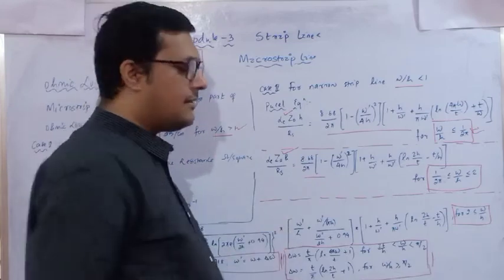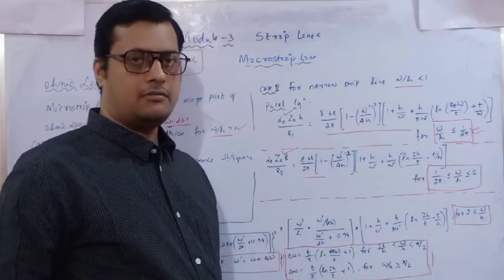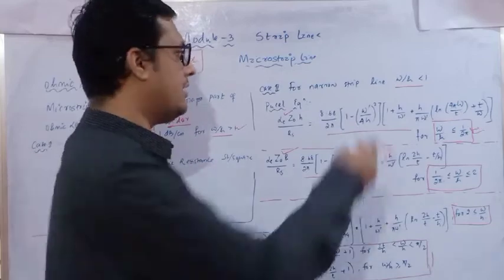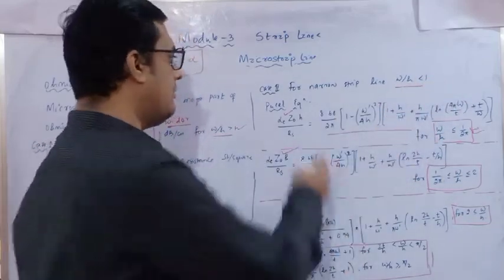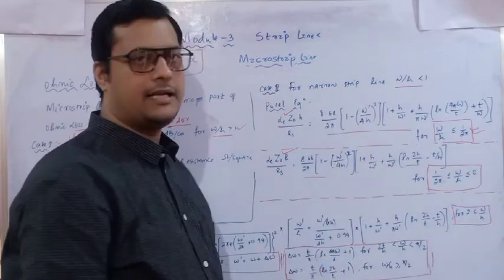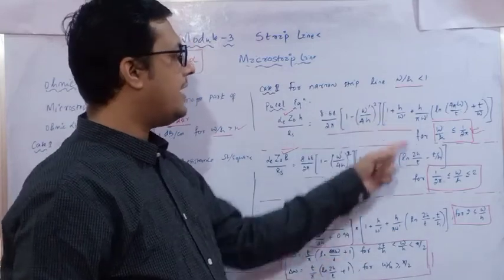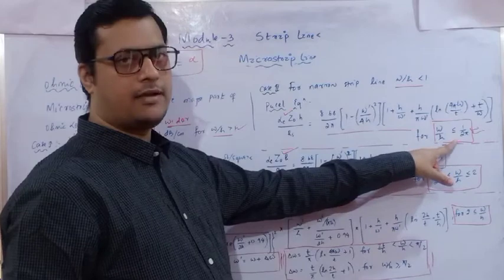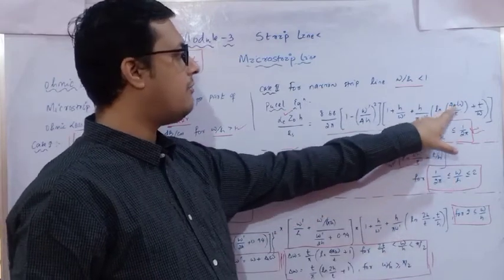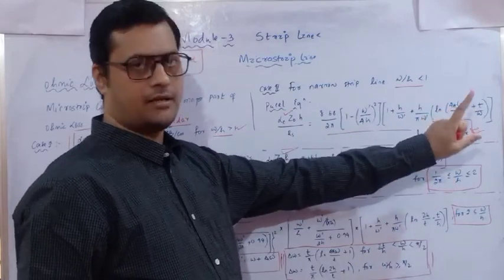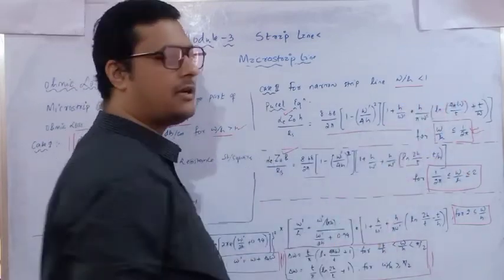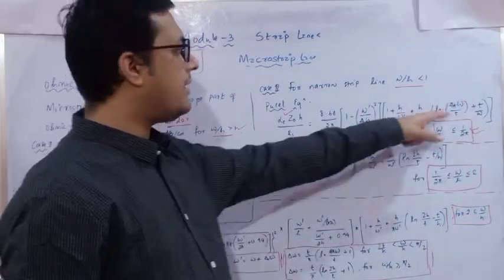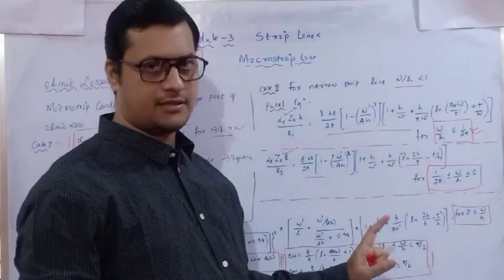It's quite difficult to remember these steps, but you can correlate what the missing factors are. According to that, if you remember this, then the rest of the thing will be easy for you. In this case, it is less than 1 by 2 pi, so here it is ln of 4 pi W by T plus T by W. If it is greater than that, then this ln becomes 2H by T minus T by W. So that is the difference.